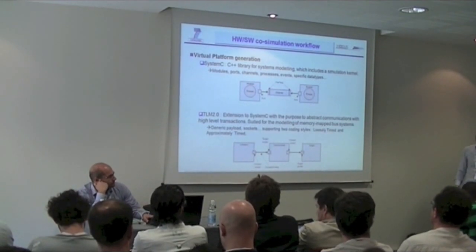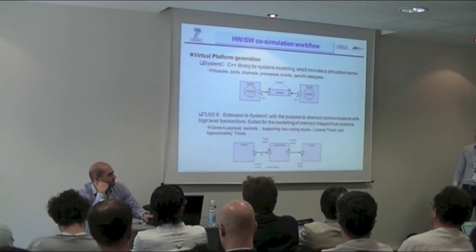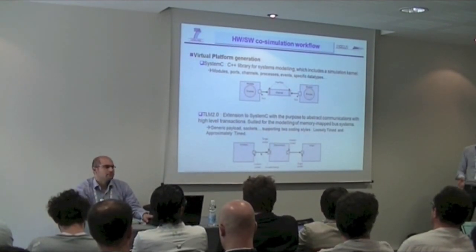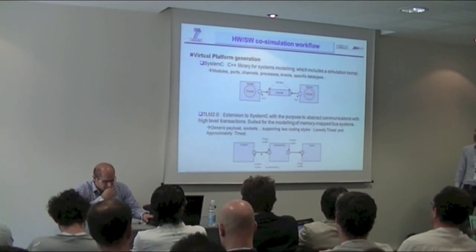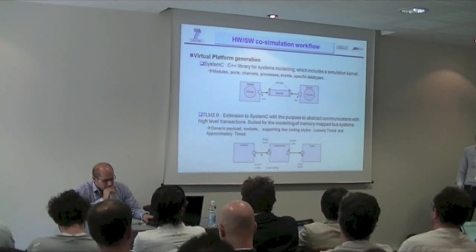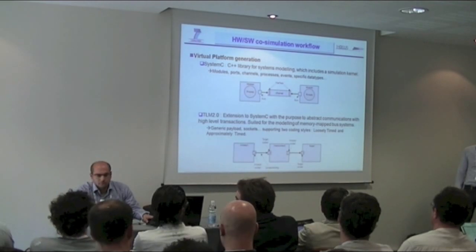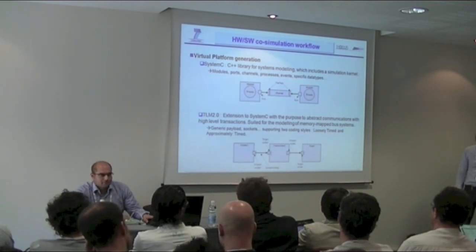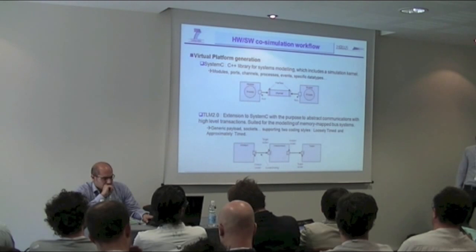TLM 2.0 is an extension to SystemC. The purpose of TLM 2.0 is to abstract the communication with a higher level of transaction. Basically, with TLM 2.0, you make your modules communicate with sockets. And this extension to SystemC is really suited for the modeling of memory-mapped systems. So, our virtual platform is based on these two technologies, SystemC and TLM 2.0.